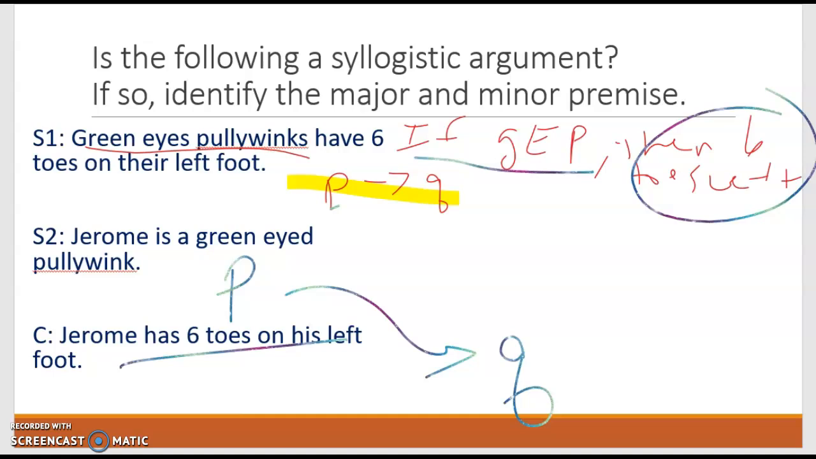So yes, this is a syllogistic argument because the general statement one and the specific statement two lead to a logical conclusion. So we would say statement one would be the major premise, and statement two would be the minor, because the minor premise is the more specific. And it's specific because we're talking about Jerome, a very specific pullywink, whereas statement one is very general.